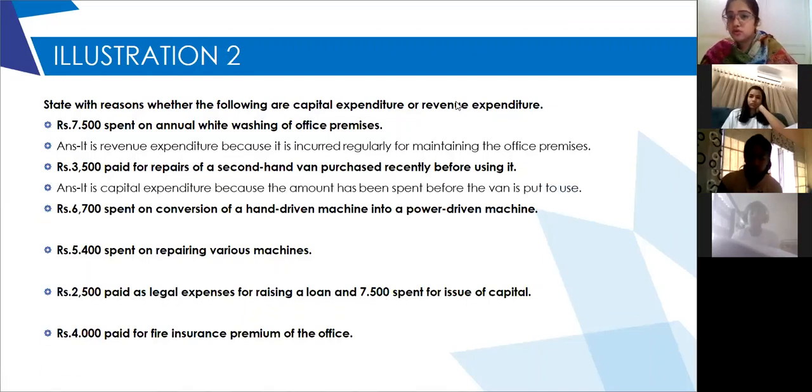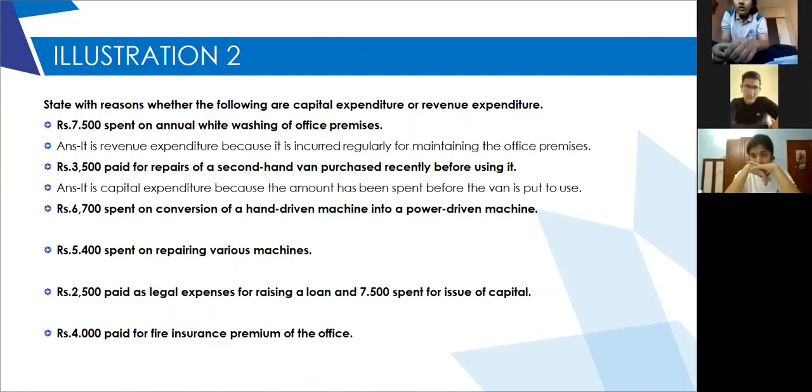Excellent. Who's going to try the next one? Yes, ma'am, the second one cannot be revenue expenditure? No, because we are repairing this machine to put it to use. You're making the asset ready for use. You're not incurring the expenditure to maintain the asset. But ma'am, it will be recurring. No, why will it be recurring? I did the repair of this particular van once for 3,500, and now this van can be used for as much time as I want. It doesn't mean that every month this van needs a repair. So it's not recurring.